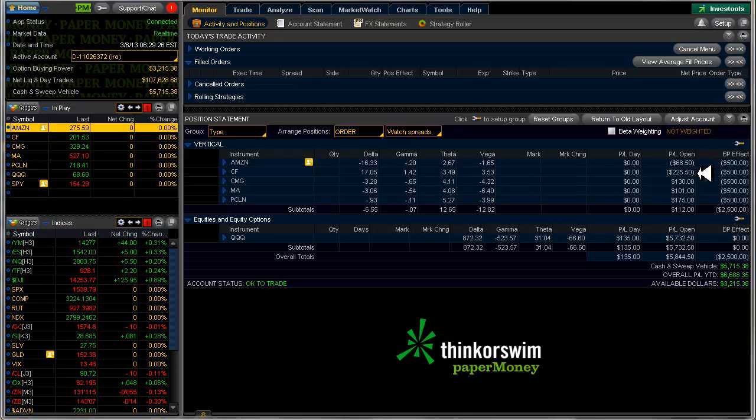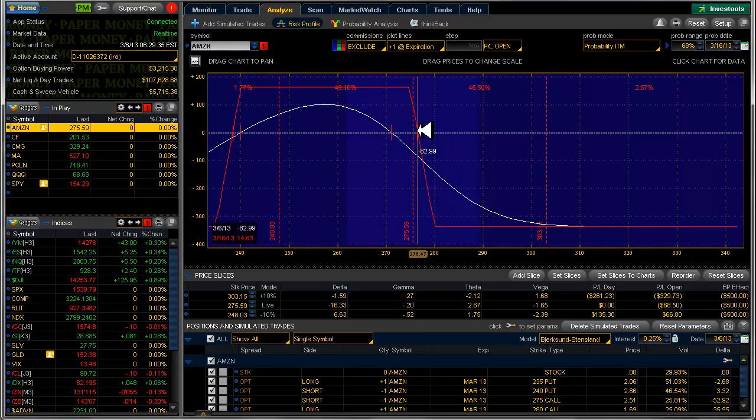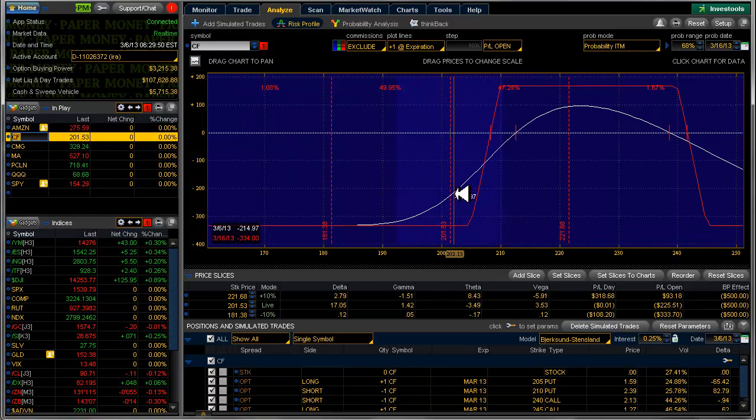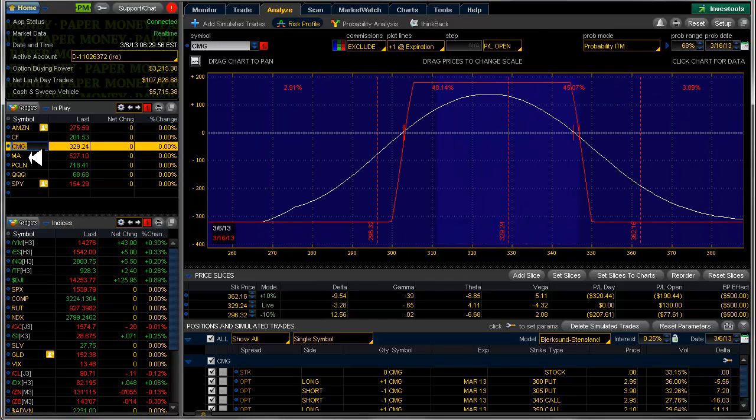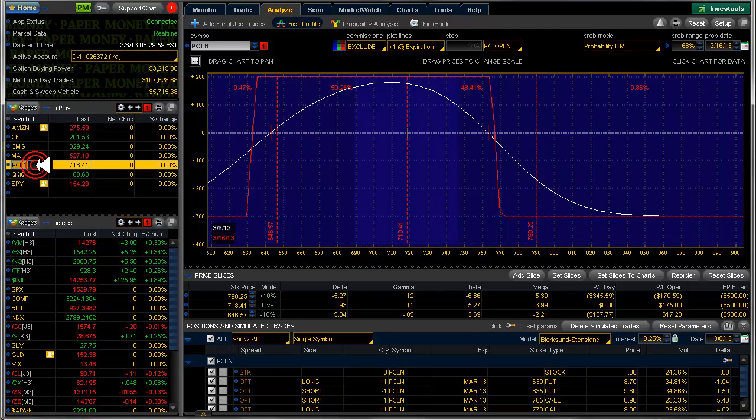Amazon and CF. CF not doing well, but the other three are. Let's take a look at them on the Analyze tab. I think if I have time today, I will close this end of the trade. I'll close the bear call side on this one. On CF, I will close the bull put side today. The rest, Chipotle, MasterCard, and Priceline, I will let them run since expiration is March. So that's next, a week from this Friday.